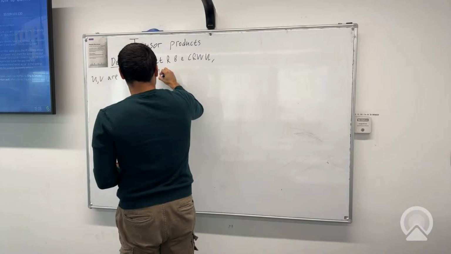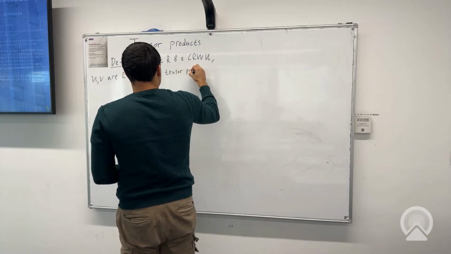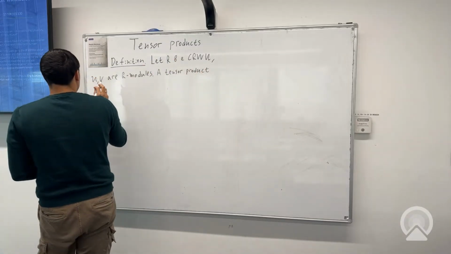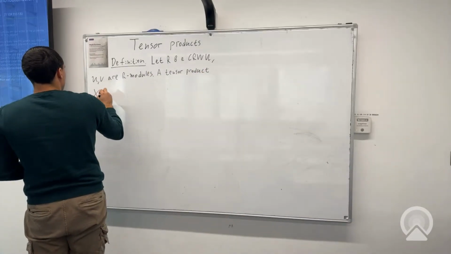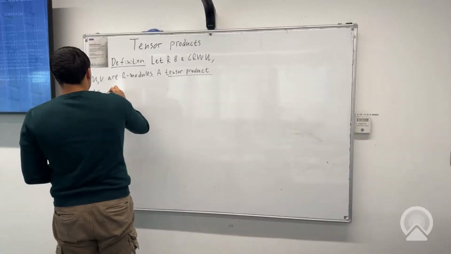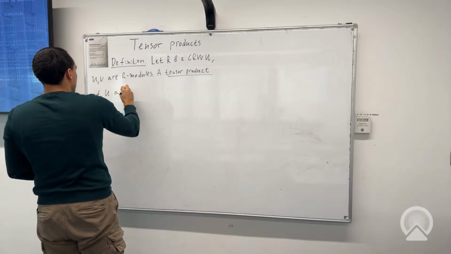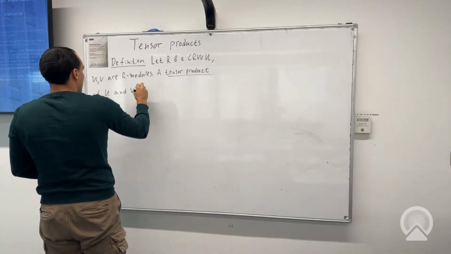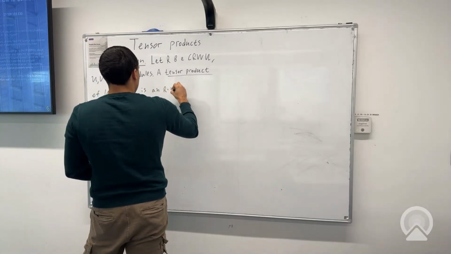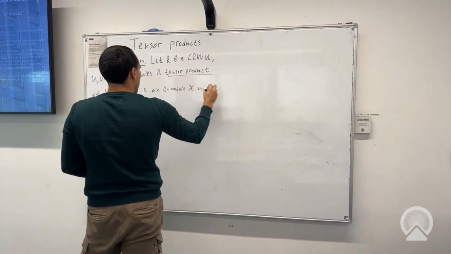A tensor product, let's go with X, a tensor product of U and V, is an R-module X with the following property.